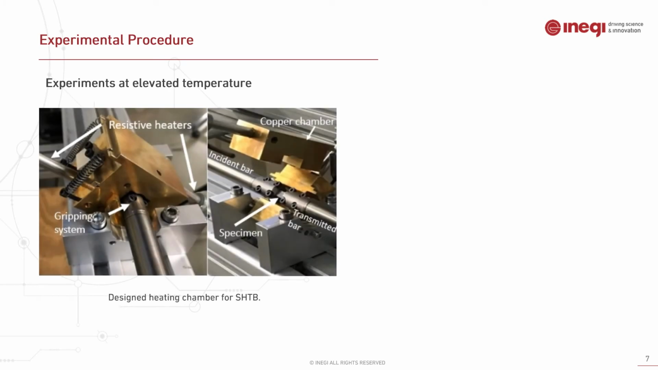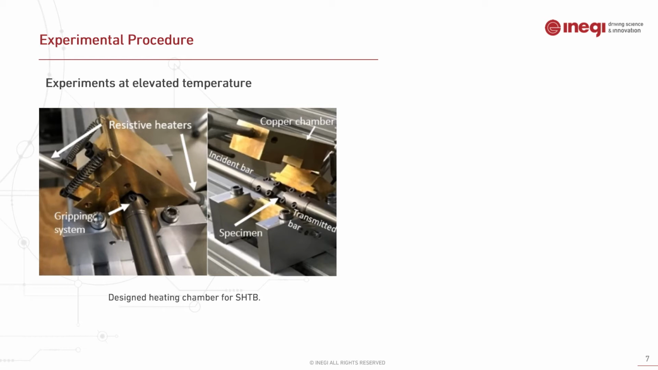For high temperature, high strain rate experiments, we designed the heating chamber for the Hopkinson bar. Basically, you can see in the image, it includes two resistive heating elements embedded into two copper plates, and it kind of covers the specimen and also part of the gripping system. We also use four K-type thermocouples to measure the temperature on the copper plates, and another two to measure the gauge section of the specimen.